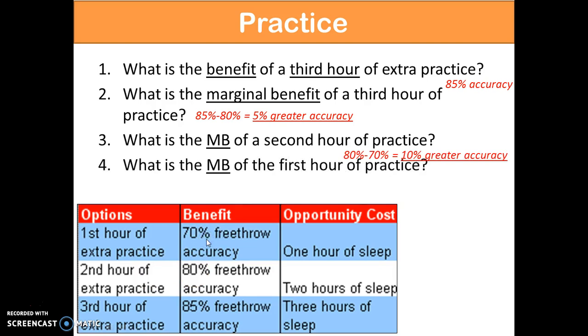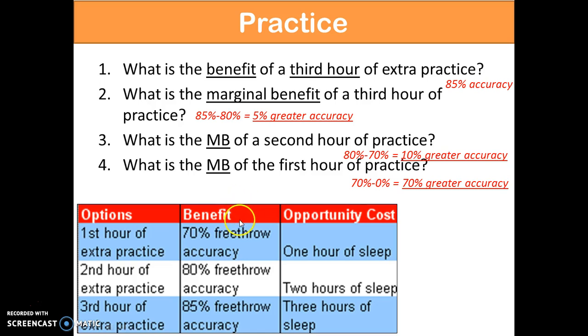The marginal benefit of the first hour of practice, now this is tricky because you don't have anything above this, right? We go from 0 hours of practice, well, we can assume that you're not going to have any benefit if you don't practice at all. So 70 minus 0 equals 70% greater accuracy.